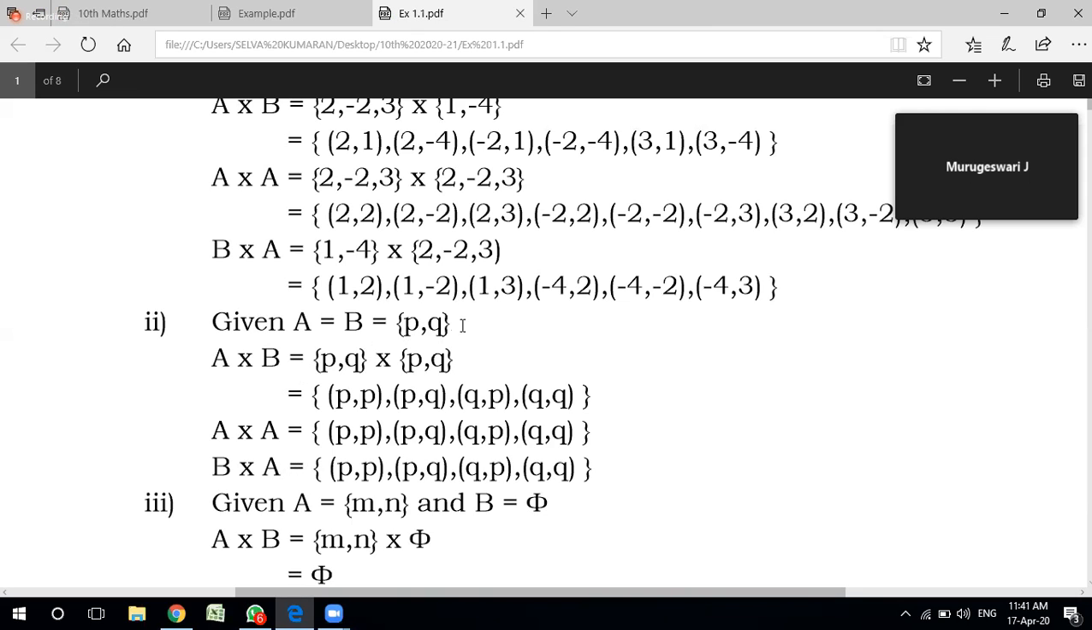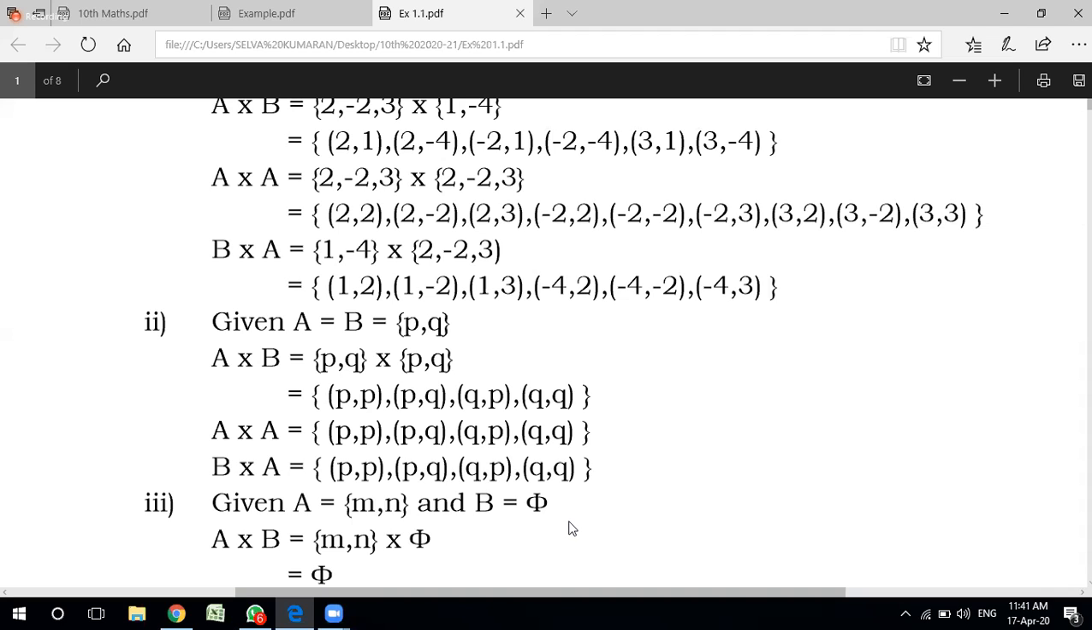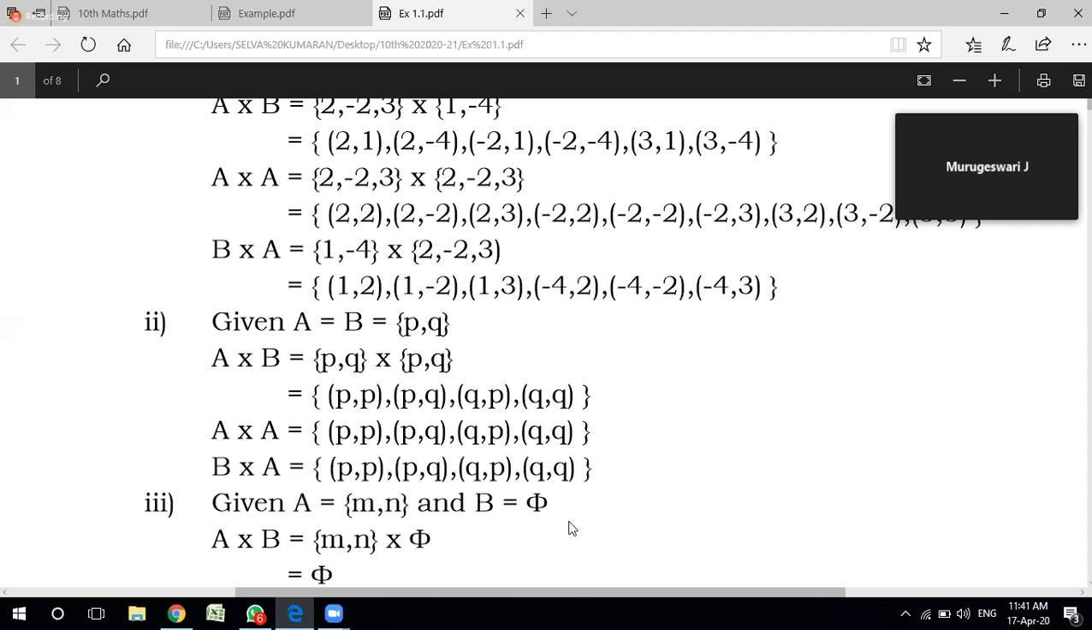Only if that condition holds are they equal. Otherwise, it is not equal. Okay. And the third one, A equal to {M, N} and B equal to the empty set. What does empty set mean? There is no element in B. So A has 2 elements, B has no element.